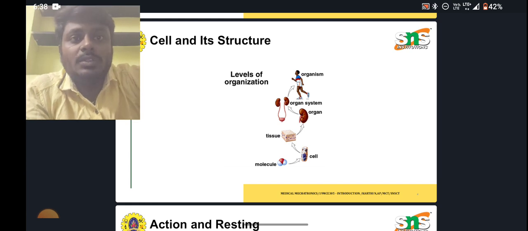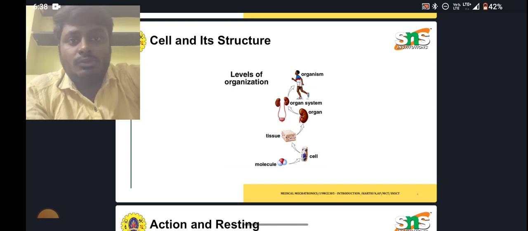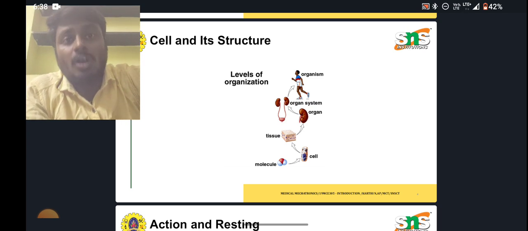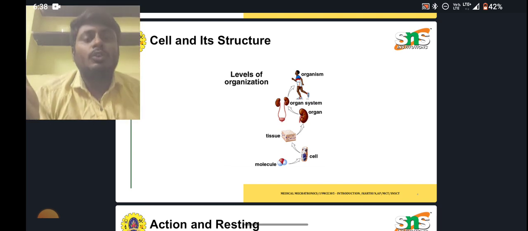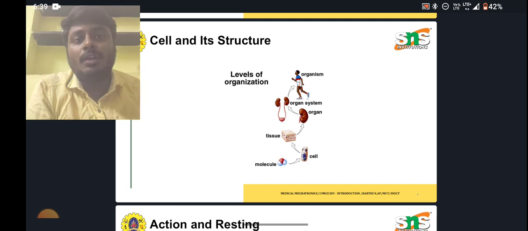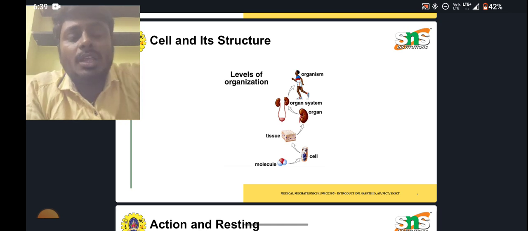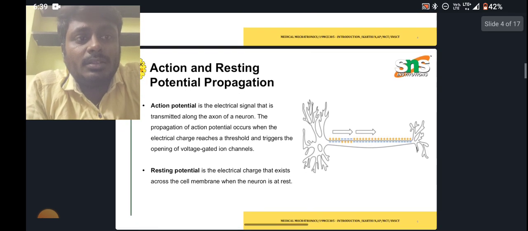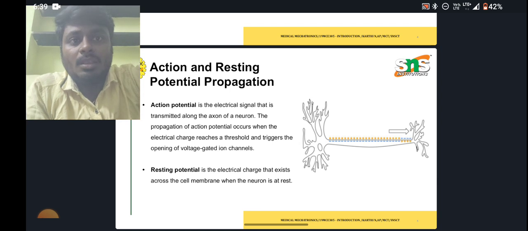A group of atoms and molecules forms a cell, a group of cells forms a tissue, a group of tissues forms an organ, a group of organs forms an organ system, and a group of organ systems forms a human or a living organism. So basically all living things are based on molecules and tissues to form an organism. And how the organism is acting and resting can be defined in terms of action potential, resting potential, and propagation.